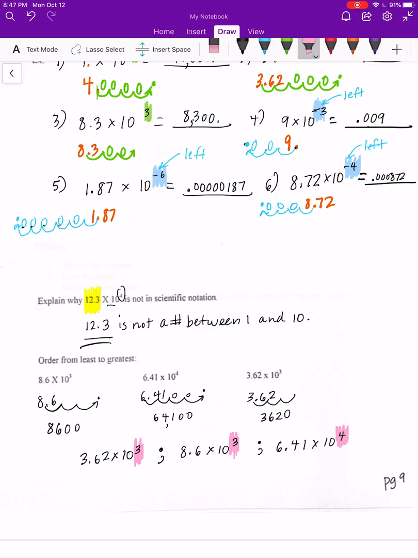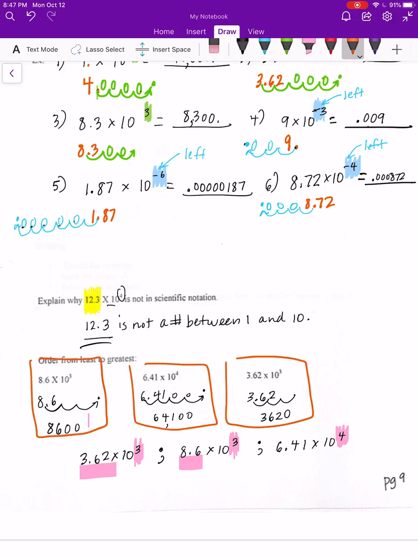What about this one? I have a 3 and a 3. How do I know which is first and which is second without having to calculate? Well, look at the number. The first number was 3.62. This is 8.6. What's smaller? Well, 3.62. So if they have the same exponent, you look at the numbers. Technically, you don't have to calculate each of these. All you have to do is look at the exponent on the 10. Look here, look here, look here. And if you have two the same, then look at the number and compare.